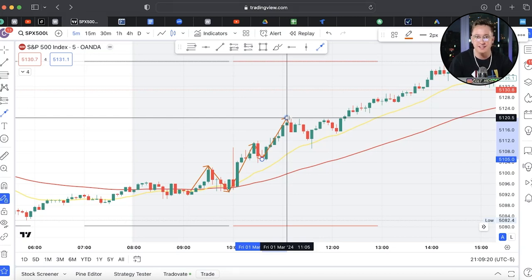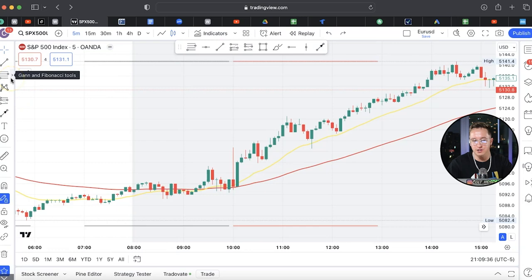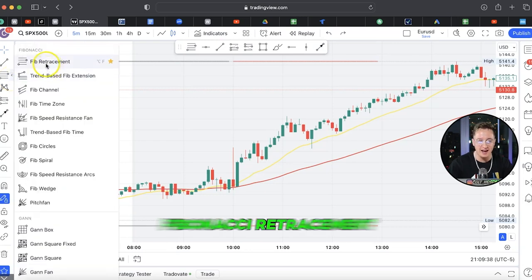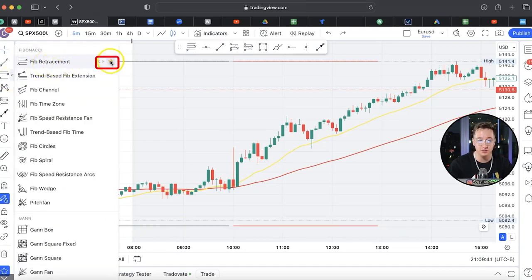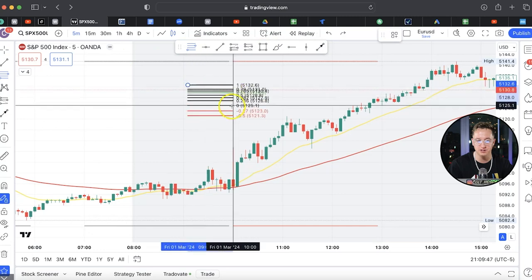Let me show you in this setup some of the confluences that we can add up to give us extra confirmation. If you guys go to the left and you add your Fibonacci retracement, once again you can star it so it's saved up here and it's easier to go to. You can click this and put it on the chart.